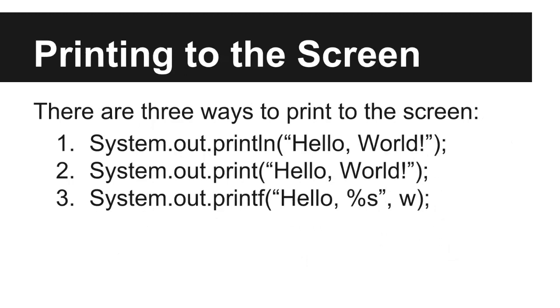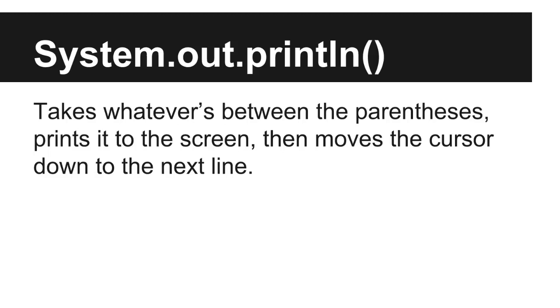Alright, so there are three different ways that we can print to the screen in this course. There are actually lots and lots of different ways, but in this class we only have three that we're going to use. We have system.out.println, we have system.out.print, and system.out.printf. And these methods vary in a couple of different ways. System.out.println takes whatever is between those parentheses, prints it to the screen, and then moves the cursor down to the next line before it prints anything else. And we saw that with our Hello World program.